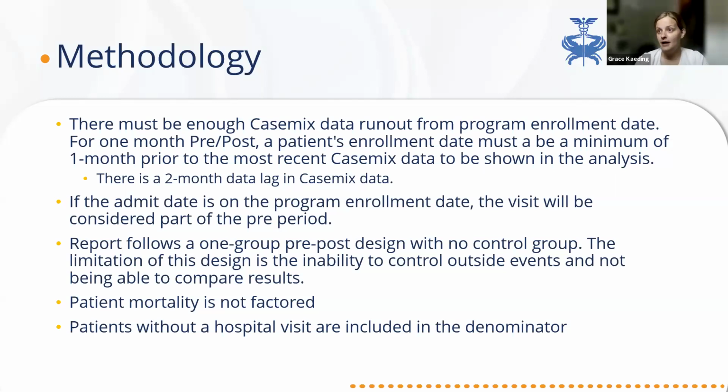Also, one thing to keep in mind is as time goes on, hospital utilization might go back to how it was pre, just because of regression towards the mean. That's another thing to highlight too. We don't factor in patient mortality because we don't have this data in the report. And one thing that we get a lot of questions on is patients without a hospital visit, but they're matched to your panel, they are still included in the denominator. They're on your panel, they're a patient on your panel. They just don't have any hospital utilization. So they would be included in your denominator still.